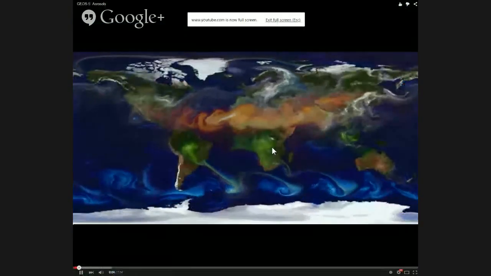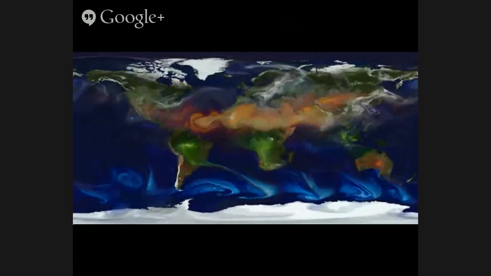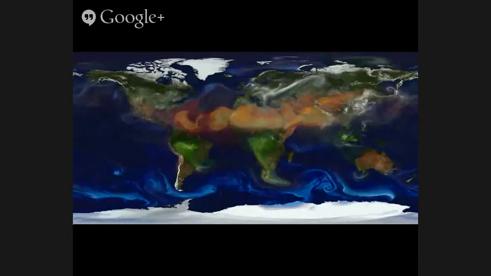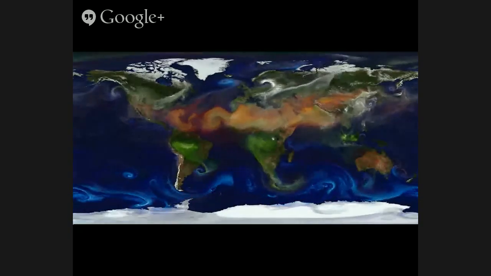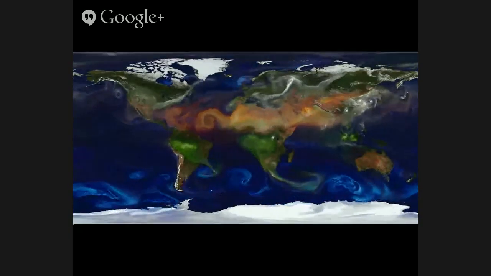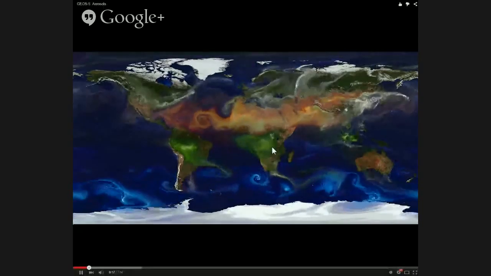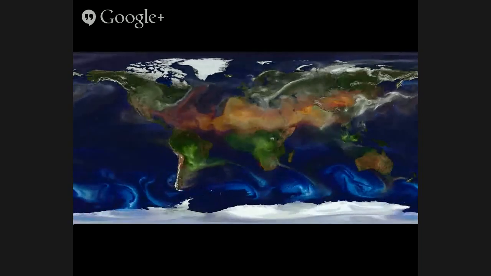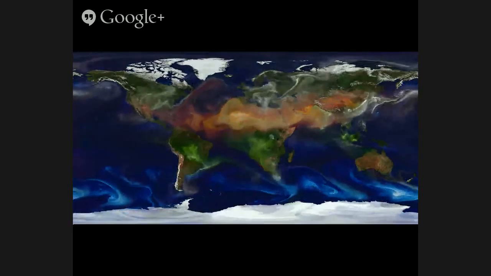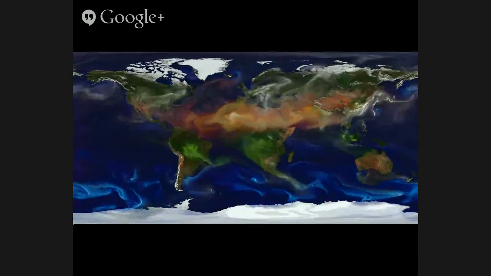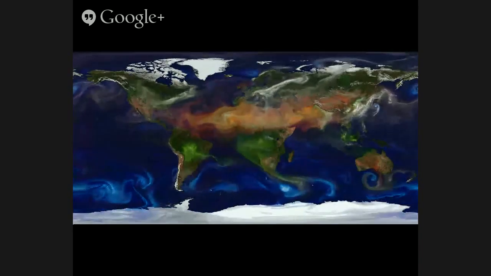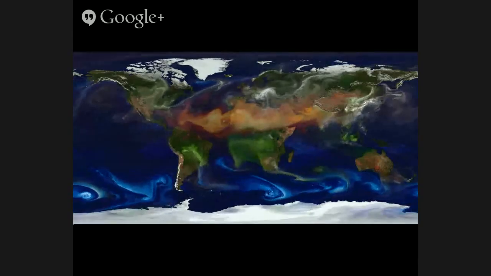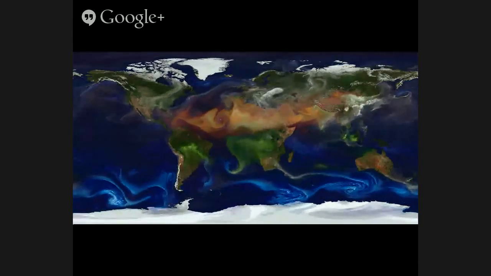So essentially, this is what you see here. Again, the red is dust, green is black carbon and organic carbon, white is sulfates, and blue stands for sea salt. You can look at how atmospheric circulation moves these particles around, and most of the transport is in the zonal direction. The brown is dust, it's coming off the Sahara, right? This is a very nice picture.